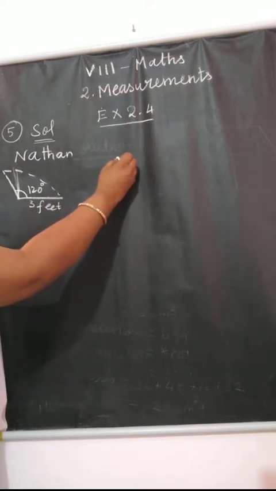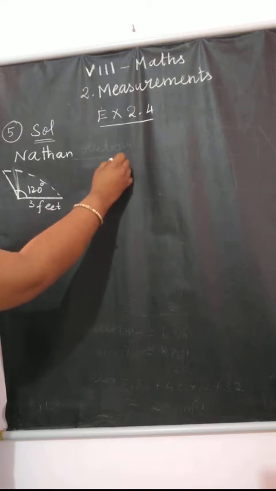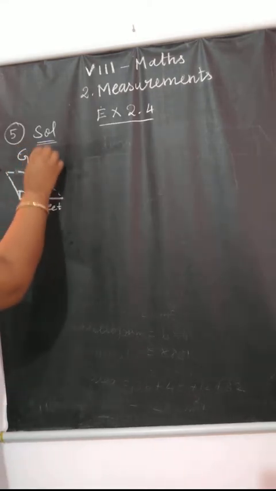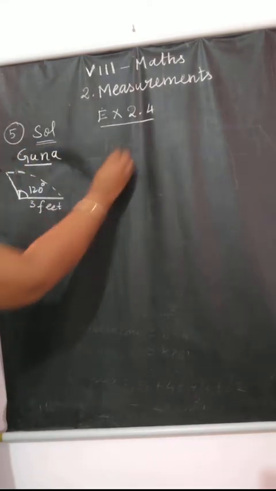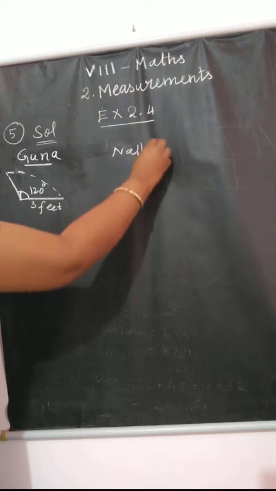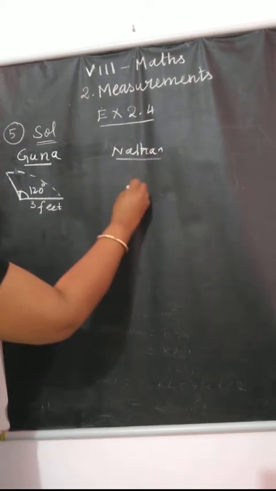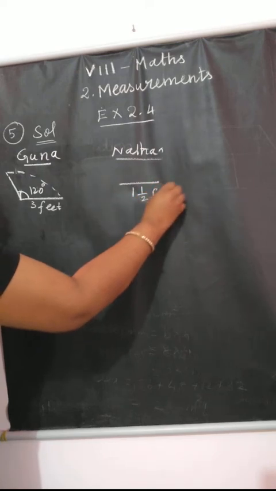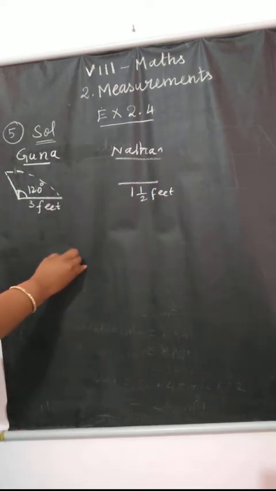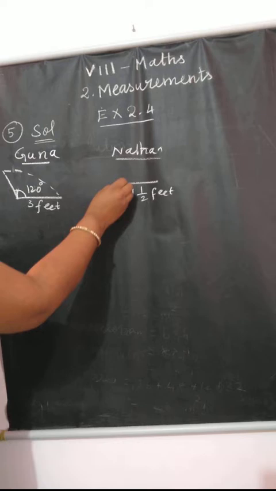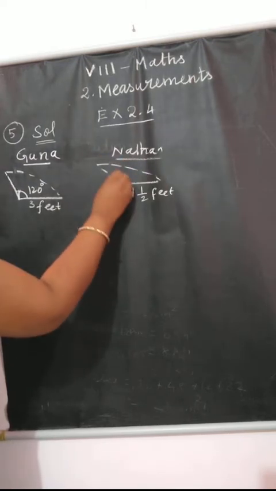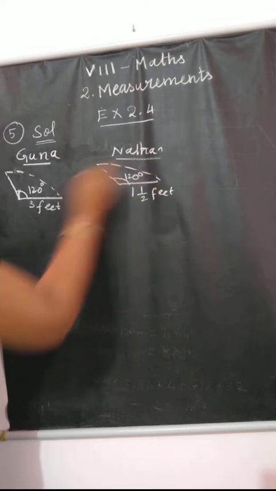First Guna, next Northern. Here is Northern. So this is 1.5 feet, or 1 and 1/2 feet, but it is a double door. So it is also opening 120 degrees, so this makes a sector. So this is 120 degrees.